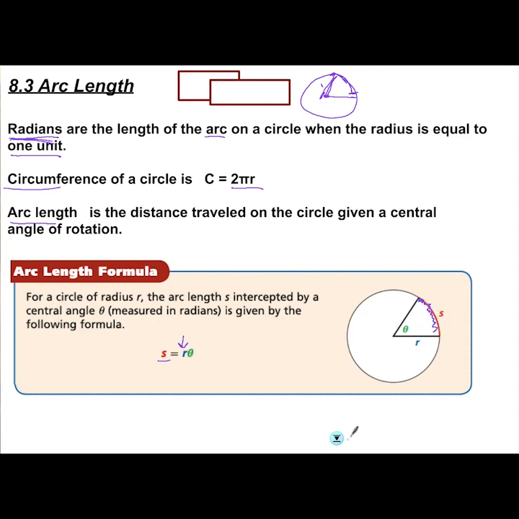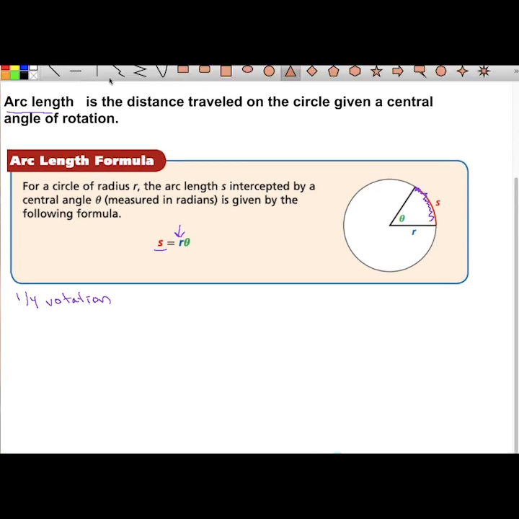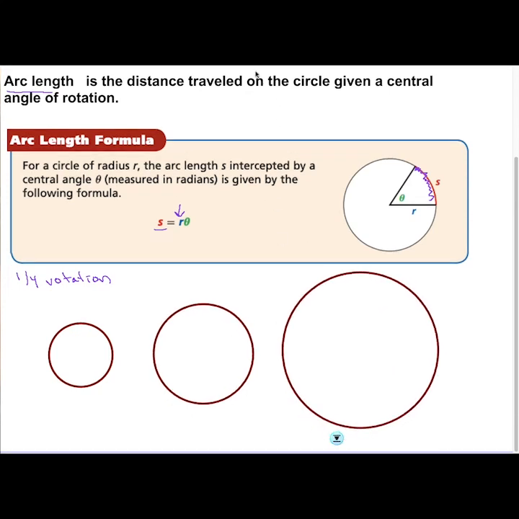The one thing I want to do here, you guys, is show you something. What if we have a circle, and I'm going to show you a quarter rotation. So let's take a circle here. Let's make this circle a little bit bigger and then make this even bigger. If all of these have a quarter rotation, in other words, I start from here and go to here, we know that's 90 degrees.